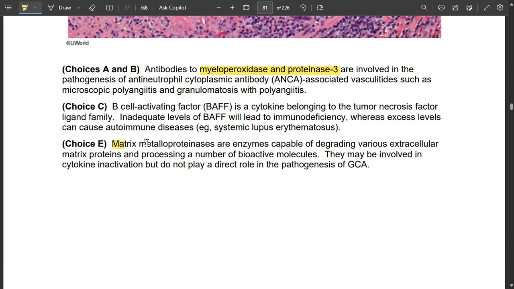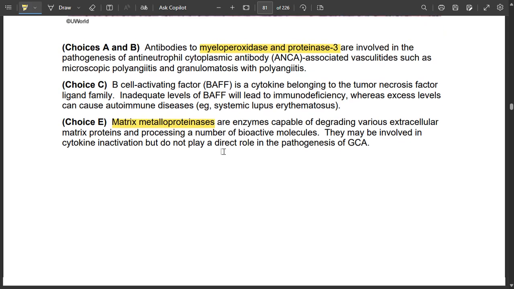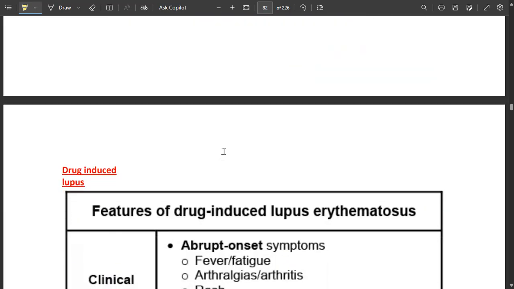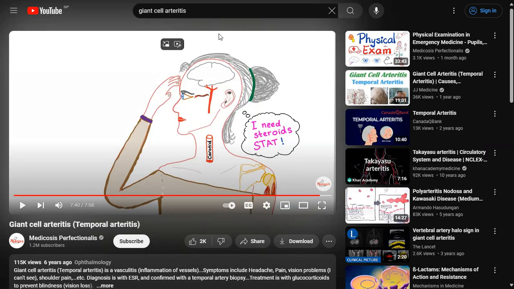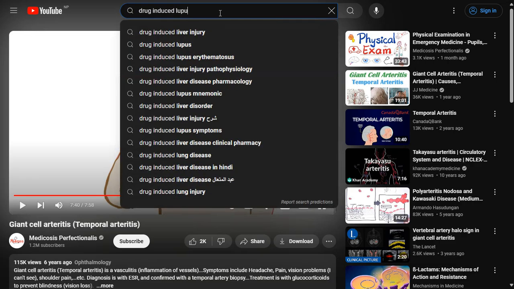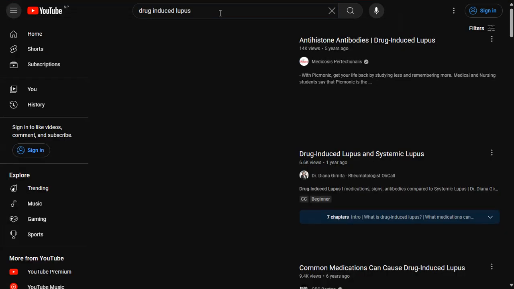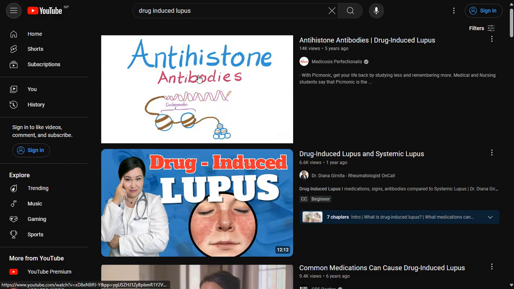Matrix metalloproteinases are enzymes capable of degrading various extracellular matrix proteins and processing a number of bioactive molecules. They may be involved in cytokine activity, but do not play a direct role in the pathogenesis of GCA. So matrix metalloproteinases are not in the pathogenesis of GCA. For example, now drug-induced lupus. So let's read about drug-induced lupus.